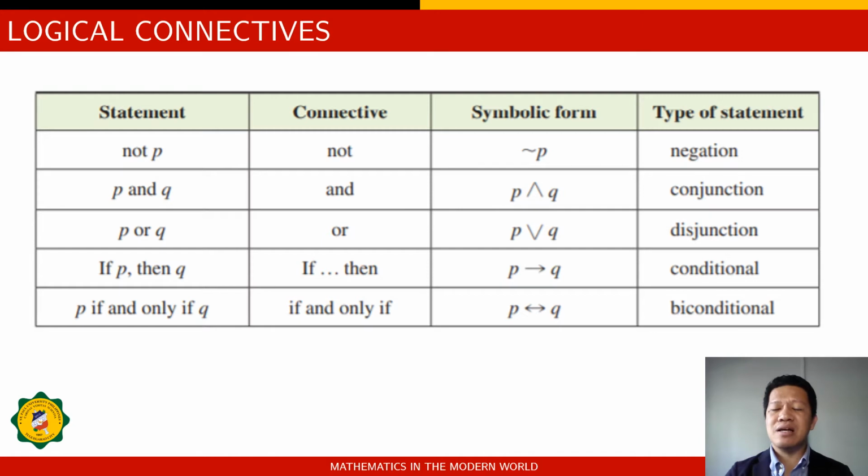And then the last statement is what we call biconditional. And we use the word if and only if. So we have the statement P if and only if Q. And we have the symbol double-headed arrow line. Okay, so these are the different types of statements or what we call logical connectives.